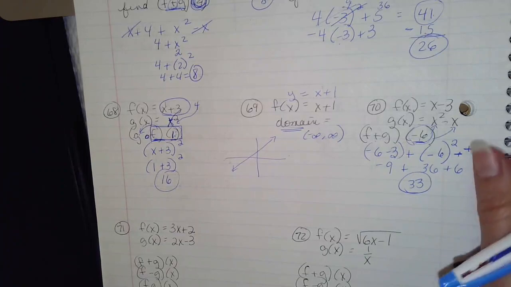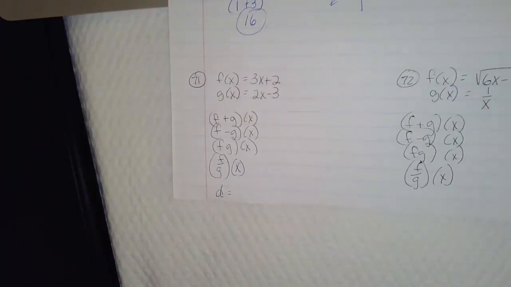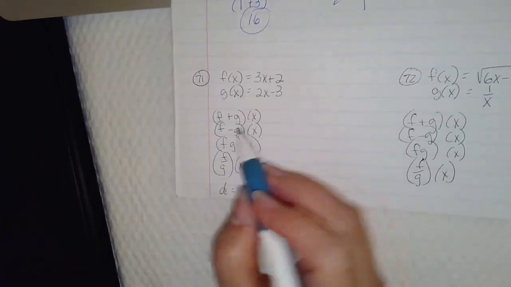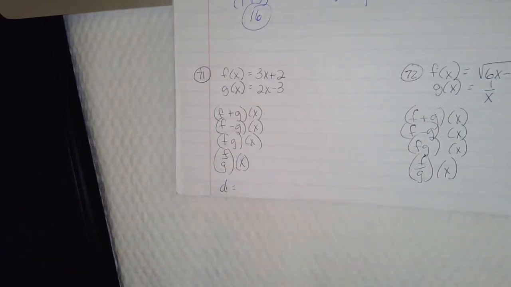Okay, number 71. A problem like your number 71. This time we're going to add, subtract, multiply, and divide, and we're also asked to give the domain and range.